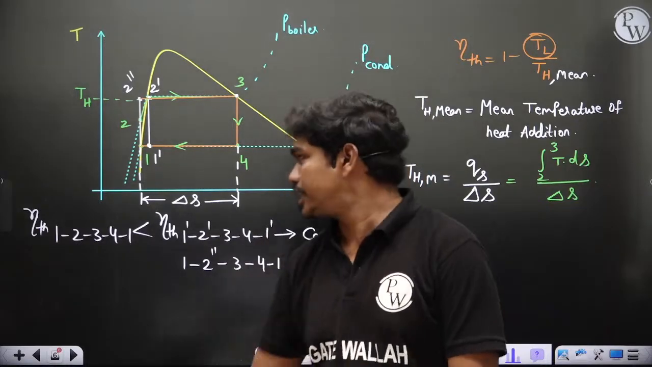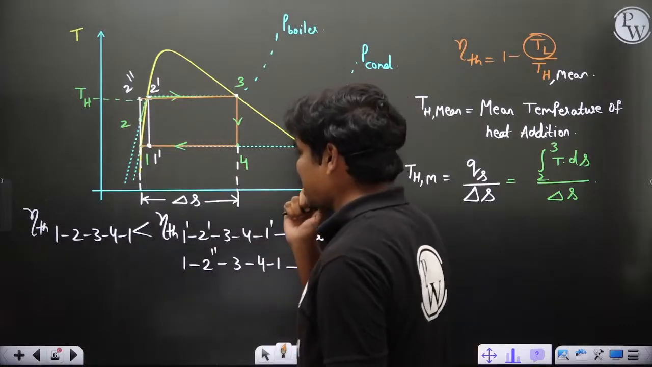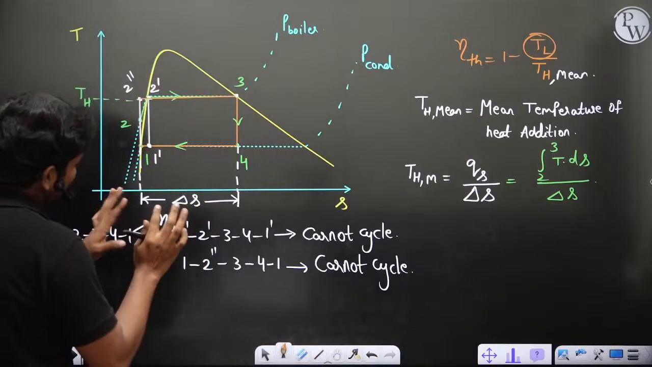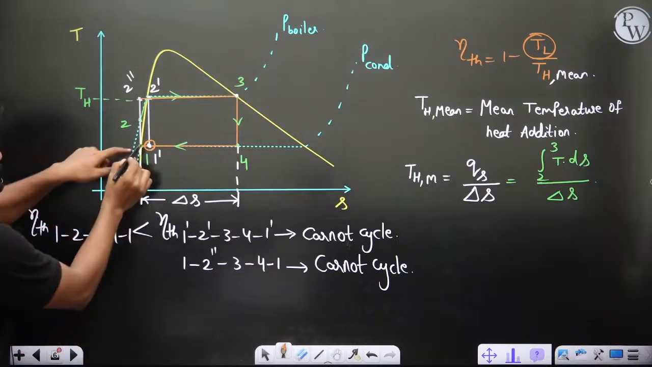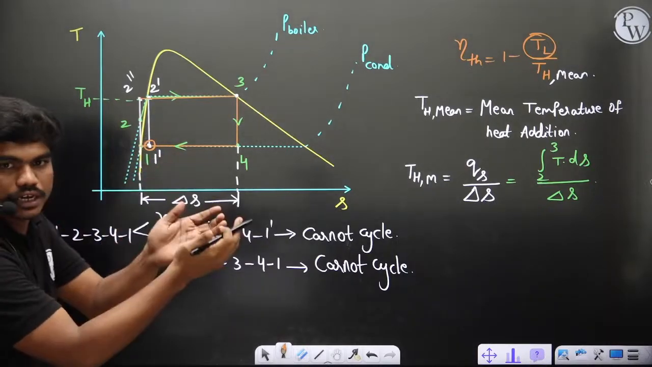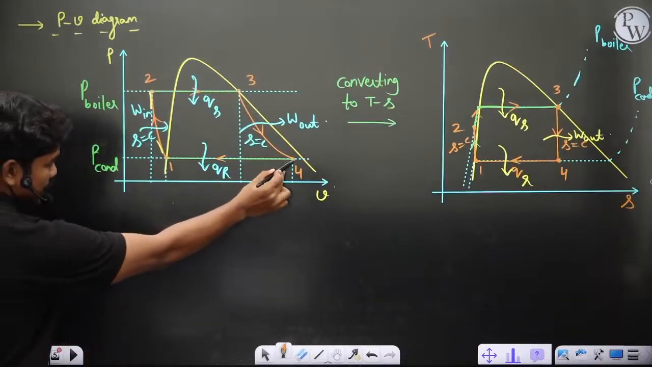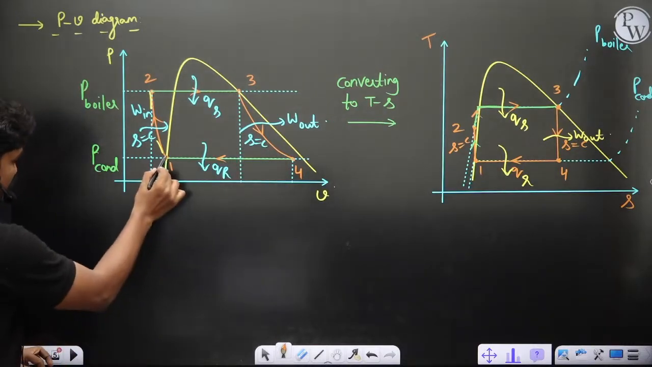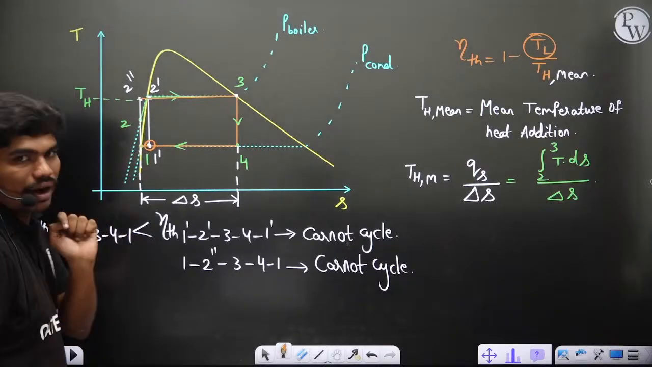The reason is, see here, I'll tell you. The main problem is this process 1 to 2 dash. See, it is very difficult for us to stop the condenser exactly at this point, okay? Because this point will have certain dryness fraction of maybe 0.1 or 0.2. It is practically very difficult for us to control this state 1 exactly at one point, at this particular point 1 dash, okay?